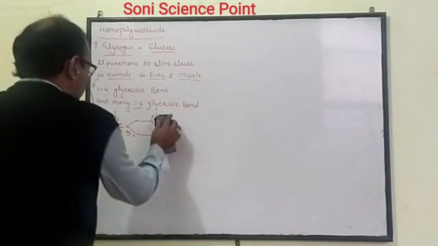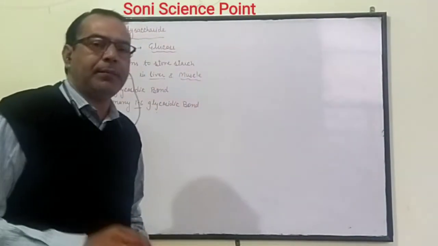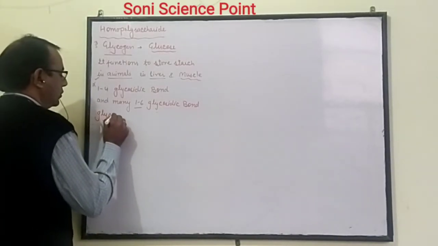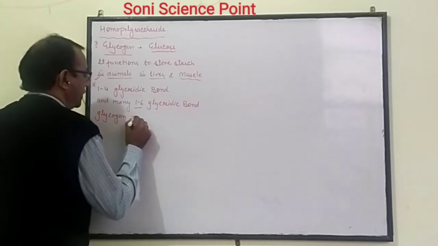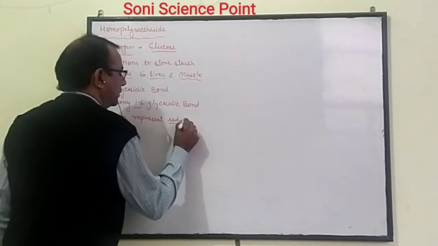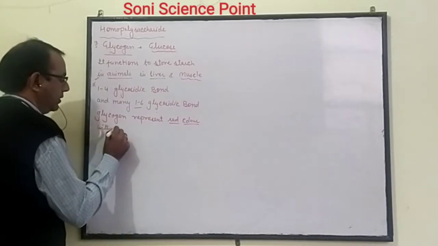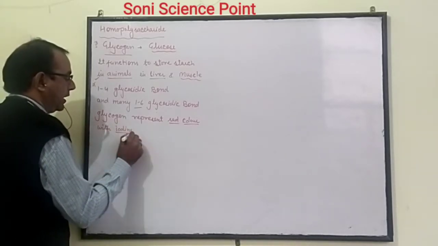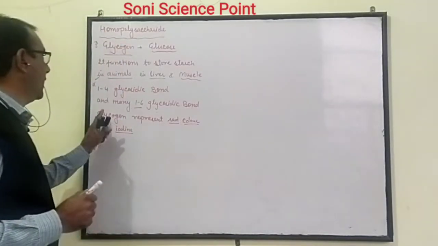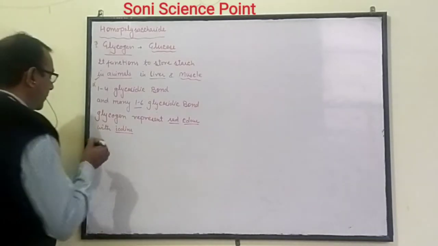What is the other feature of glycogen? Glycogen represents red color with iodine. As we studied in the previous part, starch shows blue-black color with iodine solution, but glycogen shows red color with iodine.